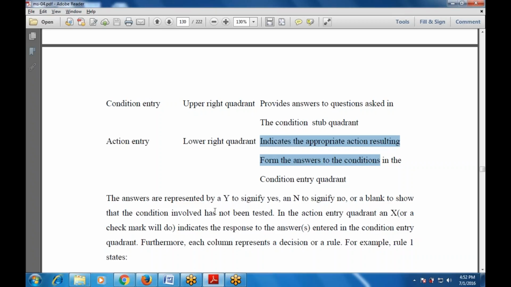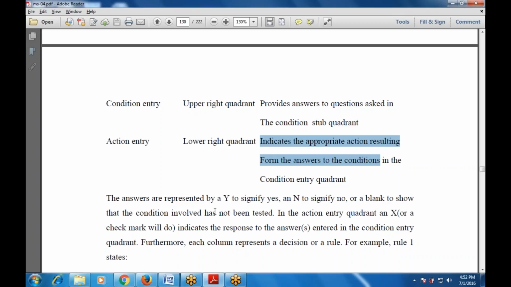Now in the action entry quadrant, an X or a check mark will do. It indicates the response to the answers entered in the condition entry quadrant. That means whatever response we are giving to the answer entered in the condition entry quadrant is marked with an X or a check mark.